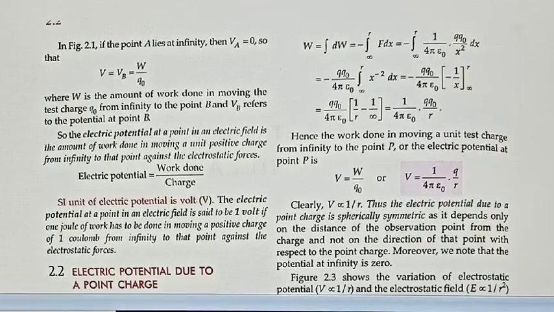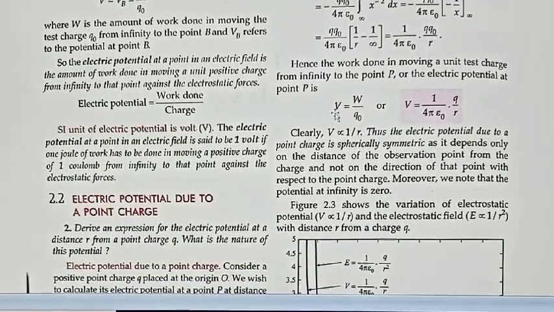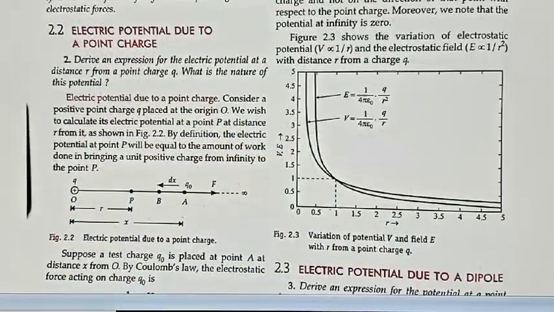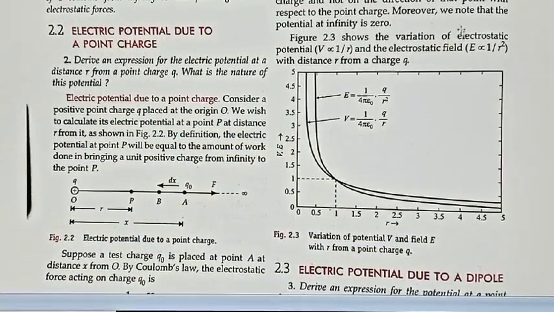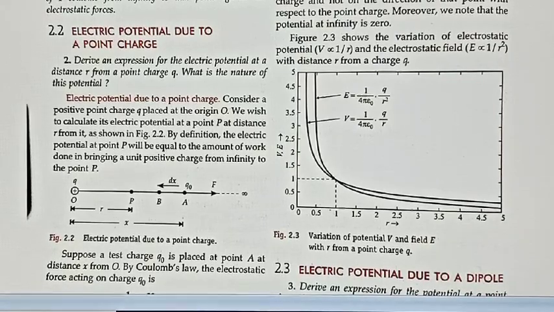But what is the definition of potential at a point? Work done per unit charge. So V is equal to W by Q naught, which is V is equal to 1 by 4 pi epsilon naught Q by R. Now in the last class we got an expression for the electric field at a point due to a point charge, and that expression was E is equal to 1 by 4 pi epsilon naught Q by R square.